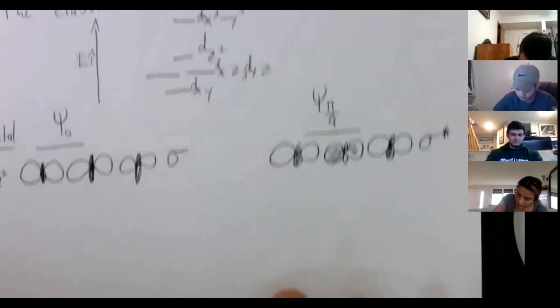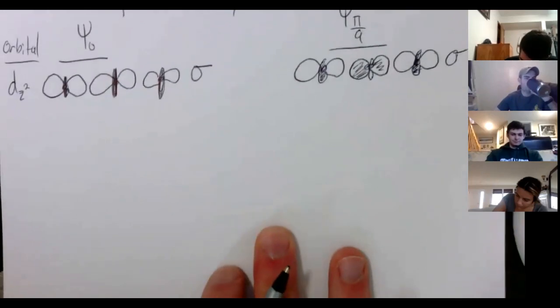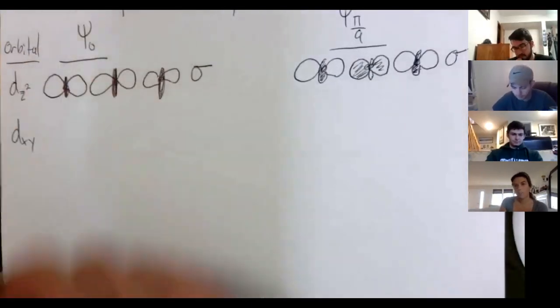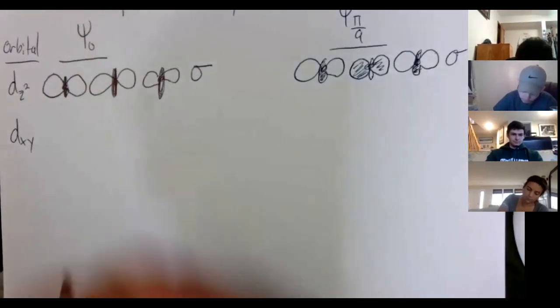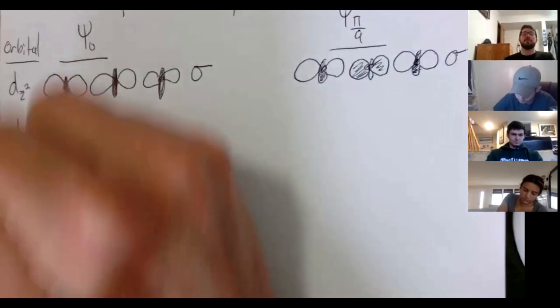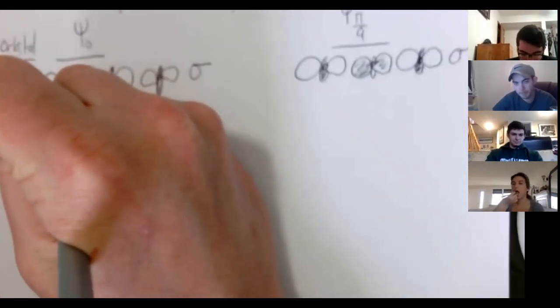Okay. Let's move to another d orbital. Let's go to the dxy. That one, if we go to draw it out, it's going to be a little tough, but I think we can do it. It's going to be in the plane of the paper.